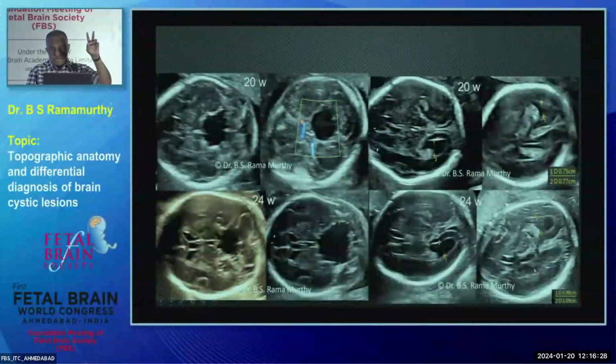Just another, I have another minute, right? On the contrary, here is another 20-weeker. There is a cyst in the midline. I've turned the Doppler on, so it's posterior to the circle of Willis. But what is this? It's a midline.